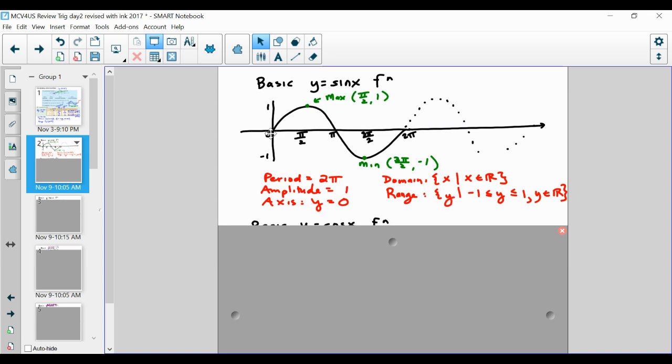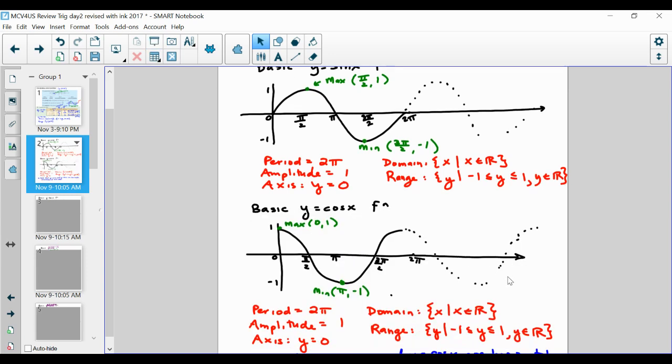There are 5 key points. We've got (0, 0), (pi over 2, 1), (pi, 0), (3 pi over 2, -1), and (2 pi, 0). Its domain is x belongs to real because it's a continuous function, but it has a range between -1 and 1 because the highest it ever gets is 1, and the lowest it ever gets is -1. That's why when you try to take sine inverse of a number bigger than 1, your calculator says error.